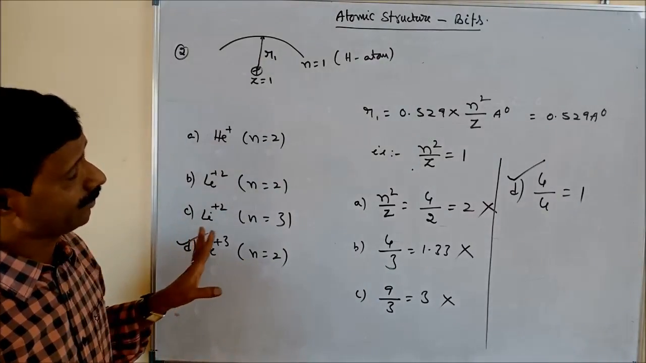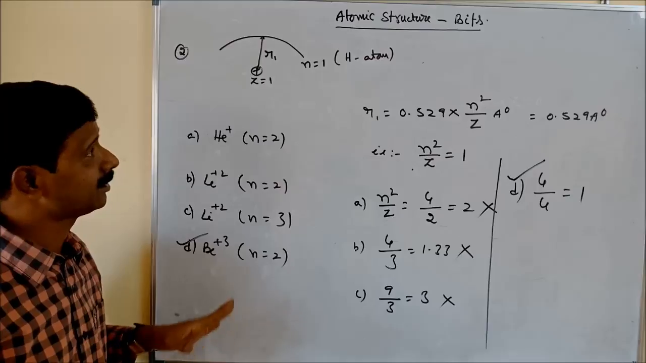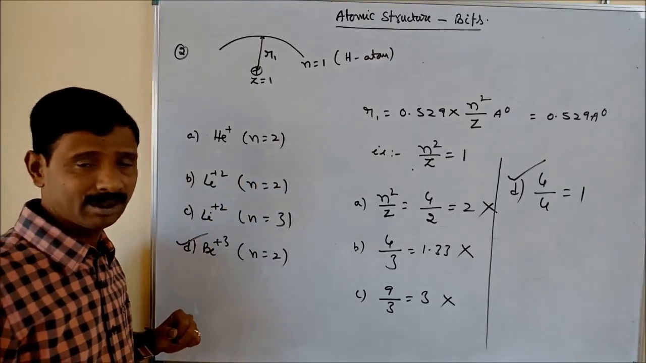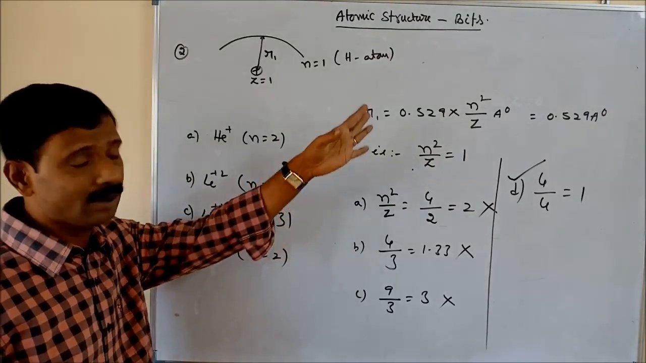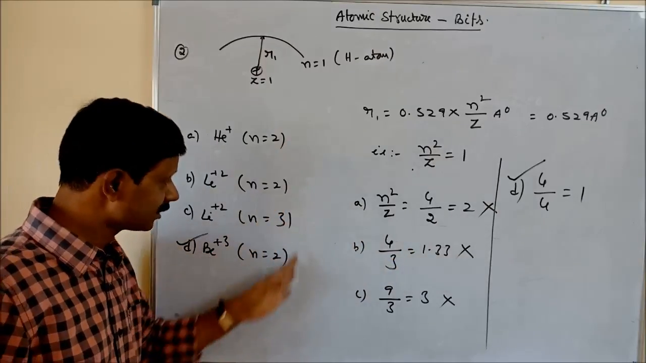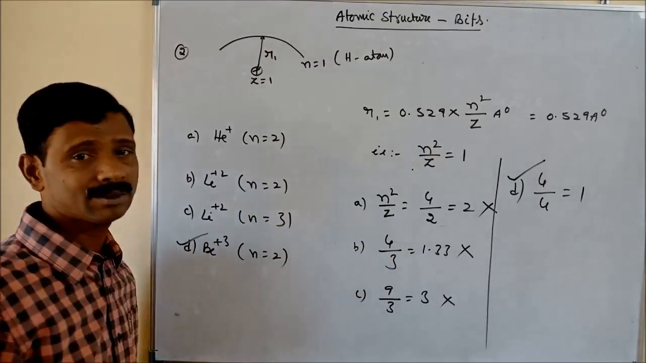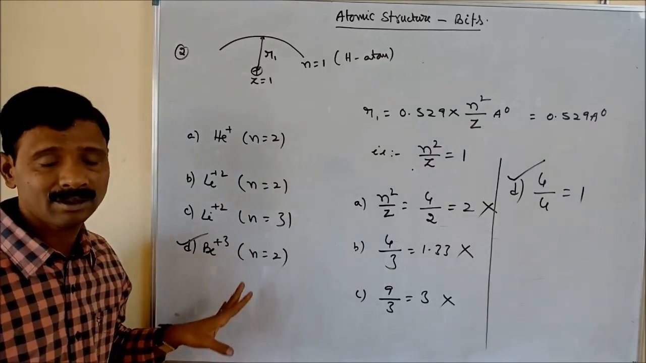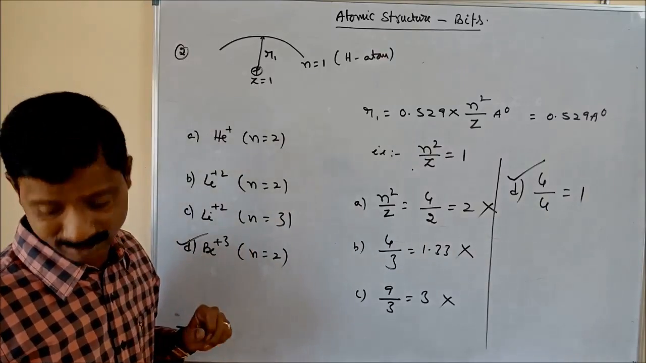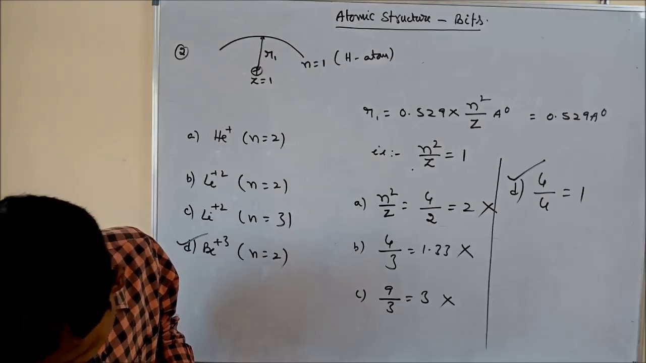Whenever they are going to compare the radius, just observe that fundamental formula. In this question, you have to verify for which species, among what they have given, N square by Z becomes 1. That is the way to answer this. Okay, and next, another one.